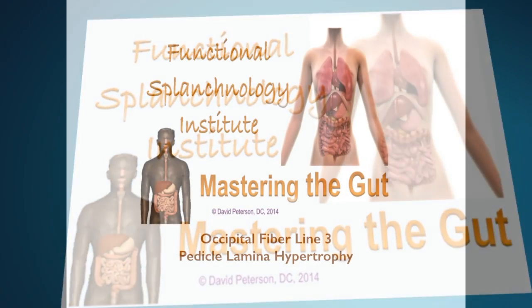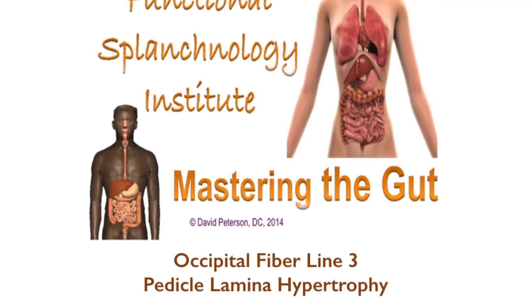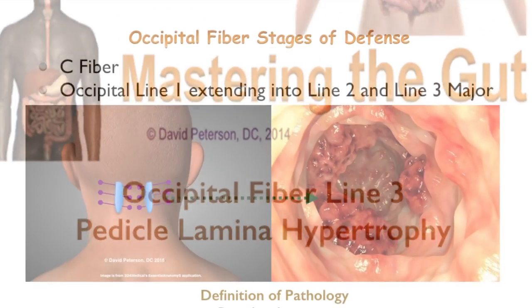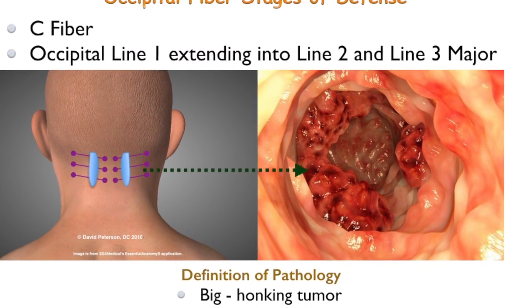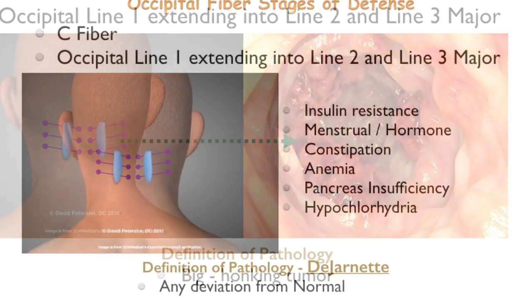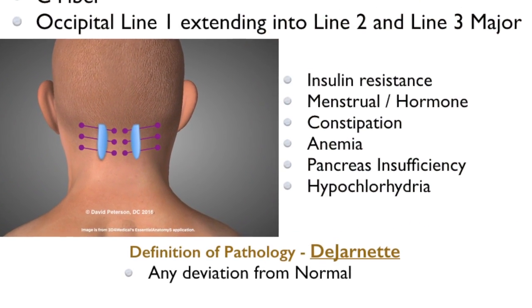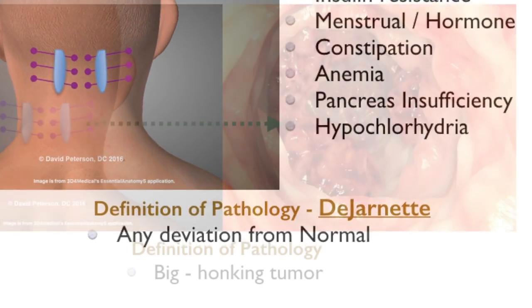An occipital fiber line 3 has always been associated with the meme of being pathology, as in big honkin' tumor. This contradicts Dr. DeJarnette in two ways.